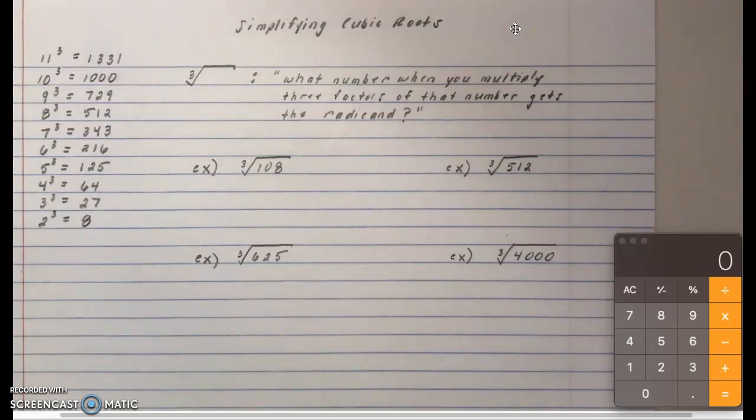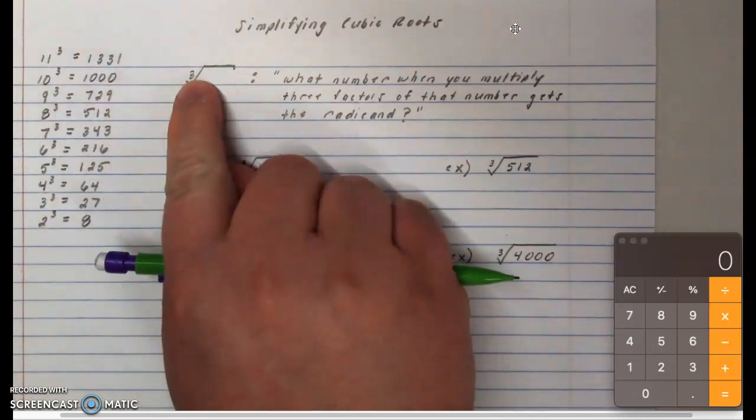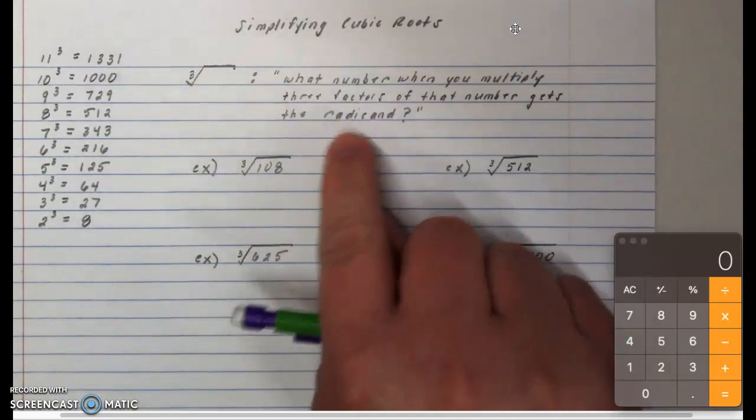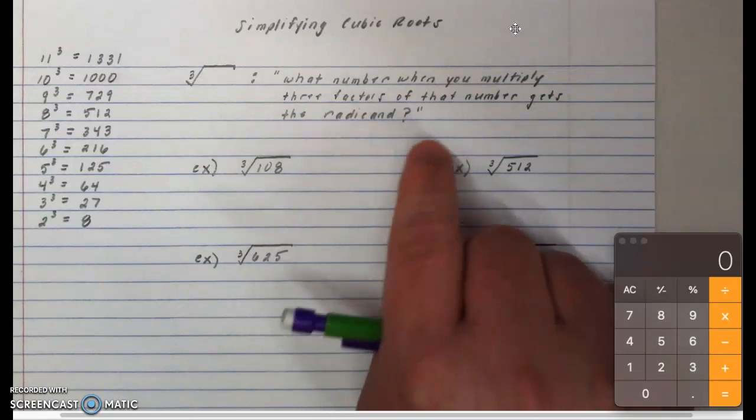Hi students, Mr. Metelsky here, and this video will be covering how to simplify cubic roots. Cubic roots look a little different than square roots. They still have that check mark symbol, but they have a 3 inside, and that shows that it's a cubic root. And a cubic root asks the question, what number, when you multiply 3 factors of that number, gets the radicand?